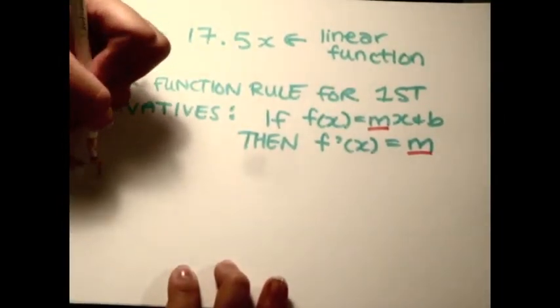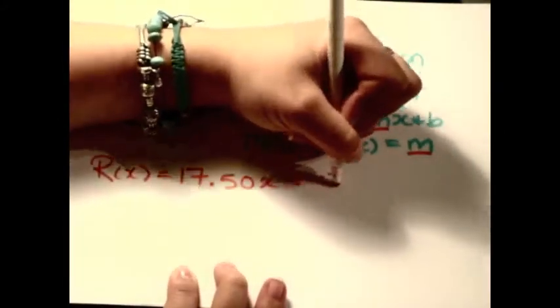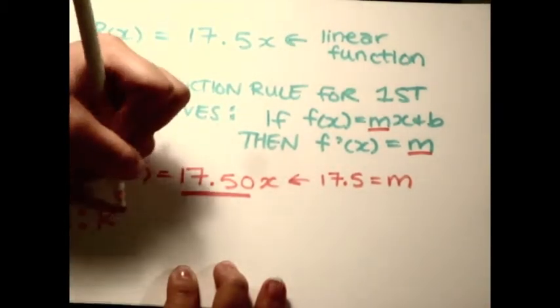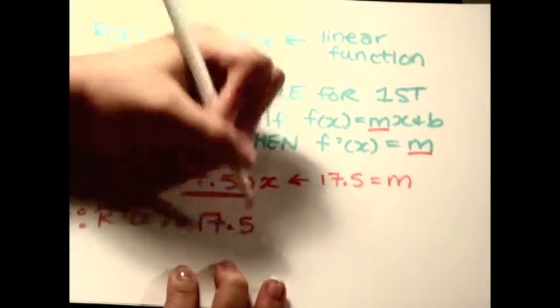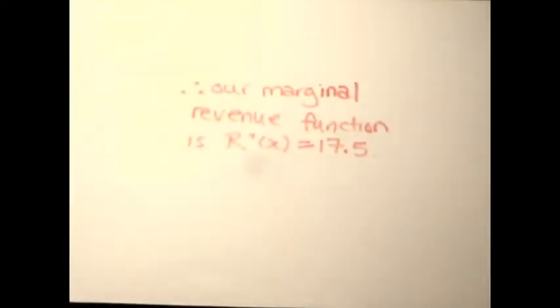Going back to our revenue function, we have R of x equals 1750x. We have no b value here, so we can just say that our m is 1750, and by looking at the linear function rule for first derivatives, we can see that R prime x is just going to equal 1750. So therefore we can say that our marginal revenue function, R prime x, equals 1750.